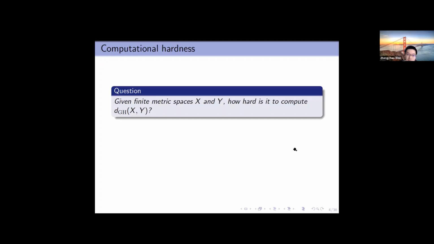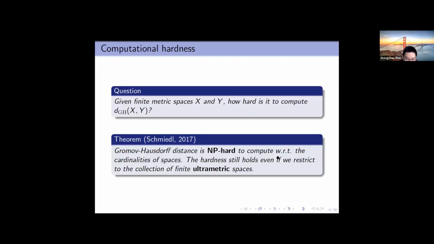One natural question to ask is, how hard is it to compute this distance given finite metric spaces? Schmiedl studied this problem in his PhD thesis. He found that computing the Gromov-Hausdorff distance is in general NP-hard with respect to the cardinalities of the spaces. And moreover, he found that the hardness still holds even if we restrict to the collection of finite ultrametric spaces.